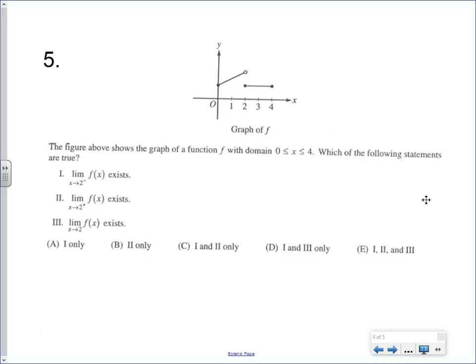Look guys, an old-fashioned limit graph. Which of the following are true? If you guys can't read, get your graph down. I have limit as x approaches 2 from the negative side, limit as x approaches 2 from the positive side, limit as x approaches 2.